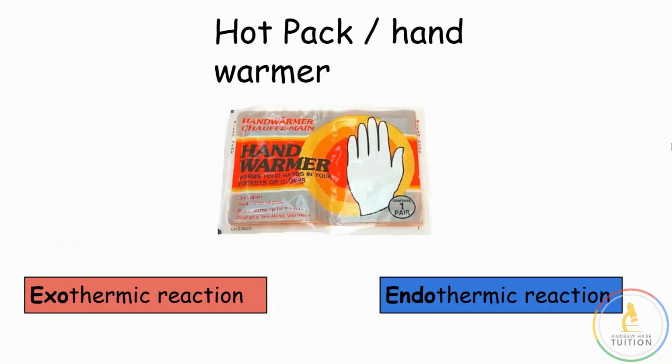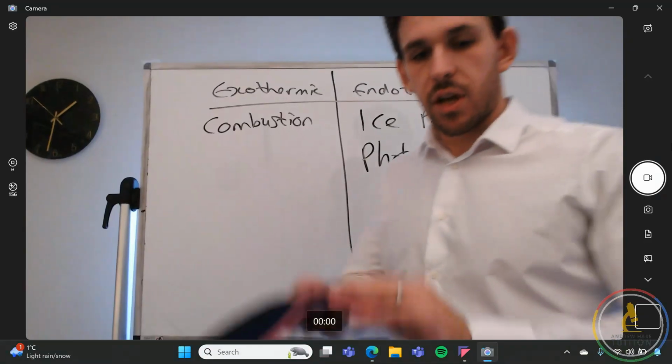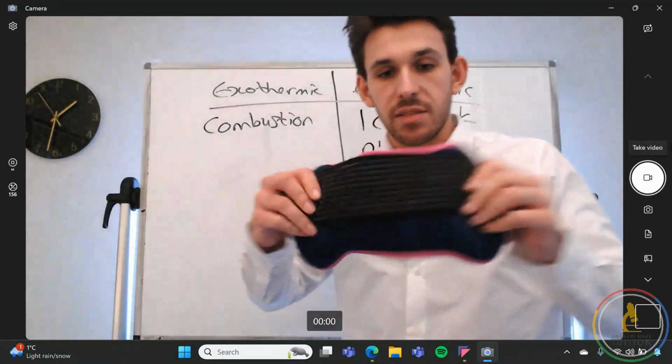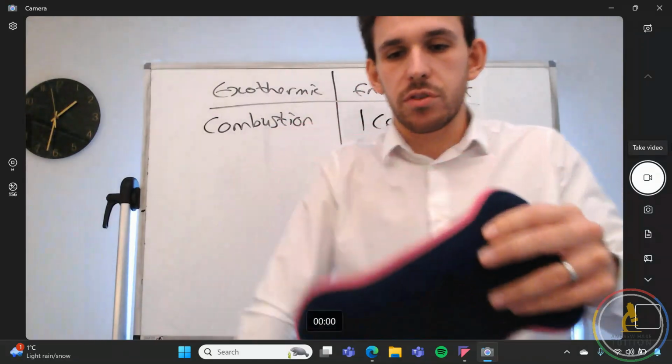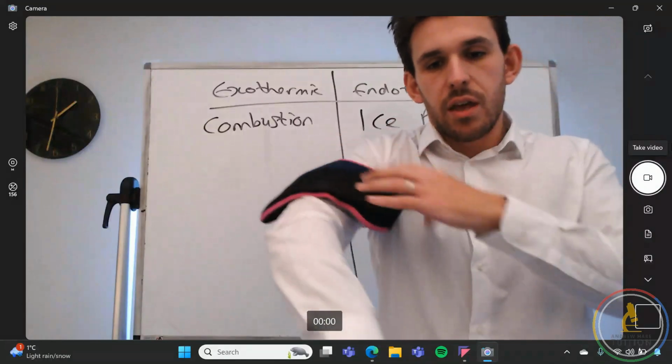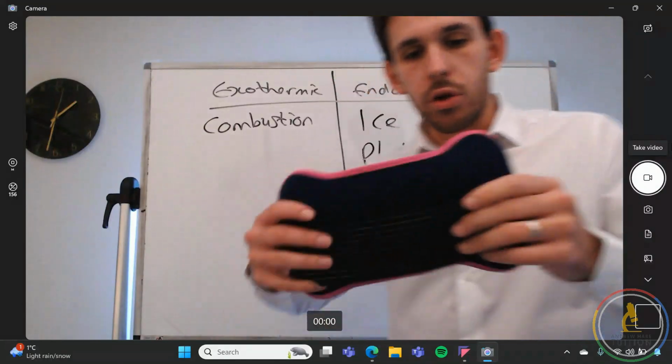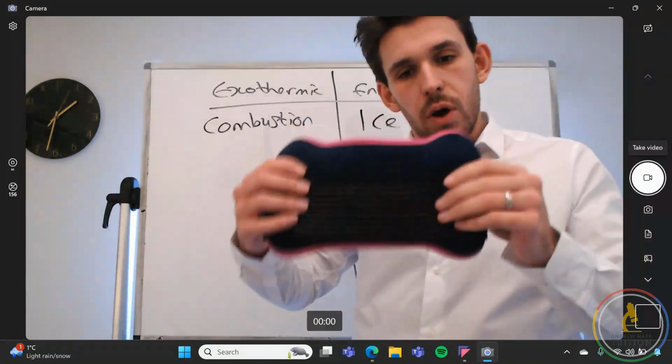What about a hot pack or hand warmer? So for example, something like this, very similar to our ice pack, but I would put it in the microwave, it would heat it up, and if I've got a sore injury or something, I would put it on there to warm my muscles up. Would that be exothermic or endothermic?